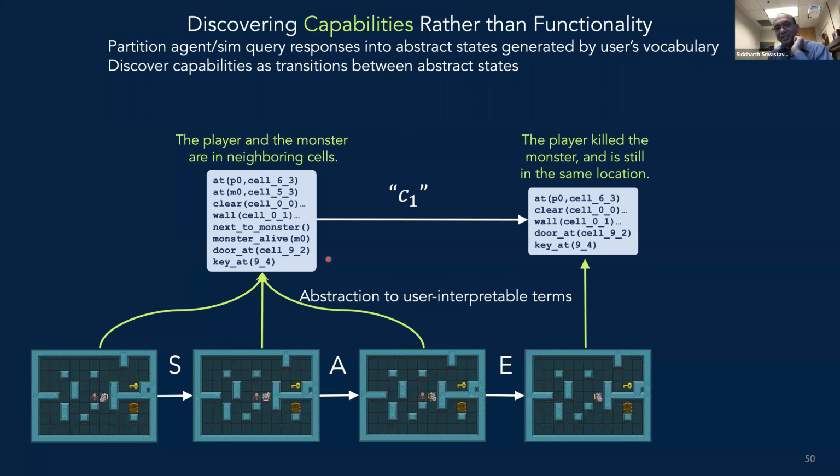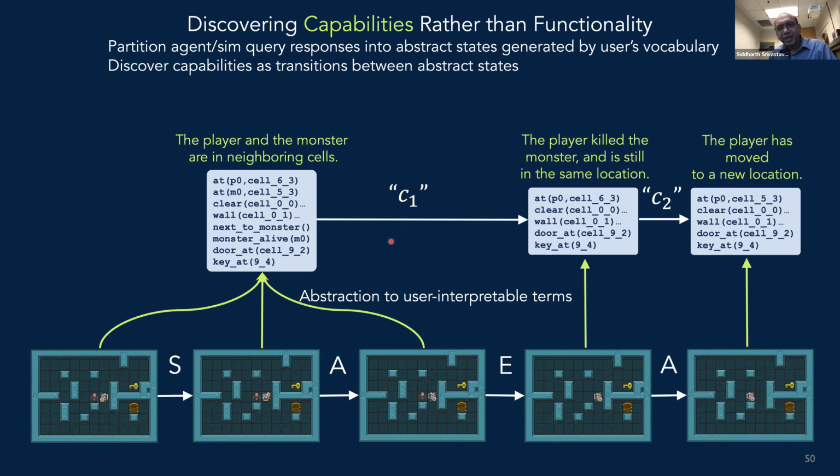Now, the moment something changes, that is, I get a state that is falling in a different abstract state, I consider this as a cue to flag a potential capability or a high-level capability of the agent. So here I'm saying this is a candidate capability C1, something changed at the abstract level, and maybe we should find out more about this.